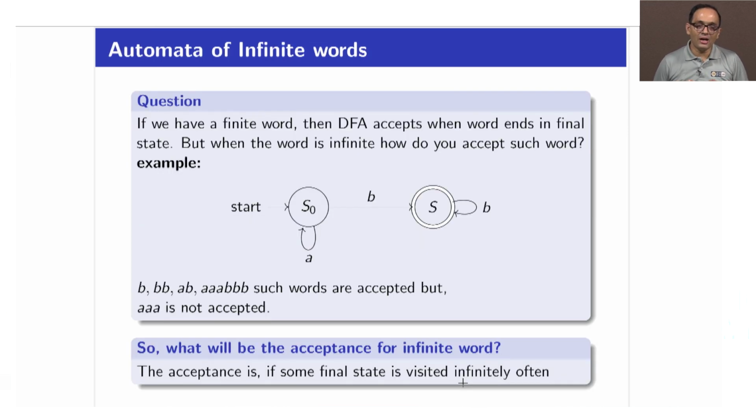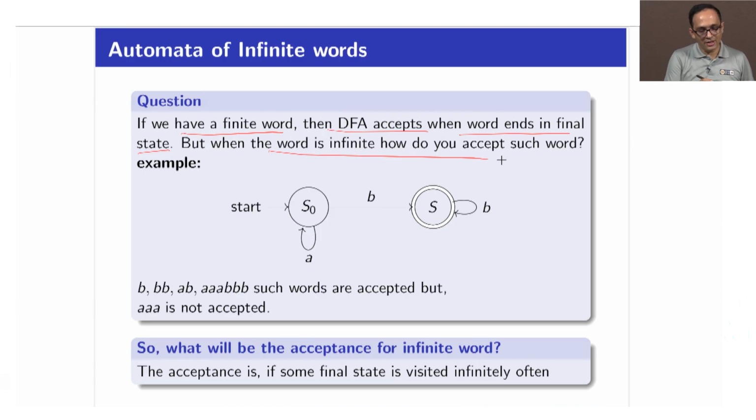Now, the question is how do you actually accept the infinite words? Finite words we have already defined, that for a finite word, a DFA accepts the word when the word ends in the final state. That is what I say. So, when I read the entire word, I reach the final state. But when the word is infinite, how do you accept? Because it will never end, right? I will not ever be able to reach the end of the word. So, I cannot just define the acceptance the way I defined for DFA, right.